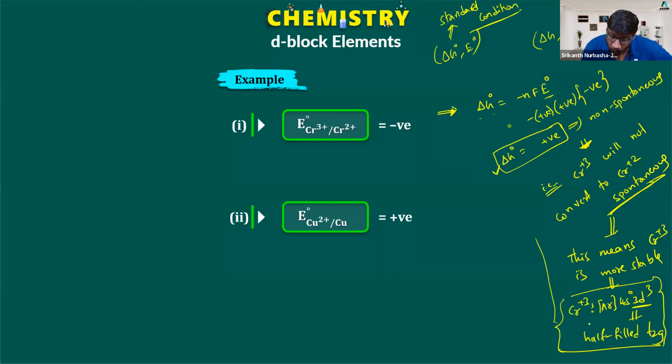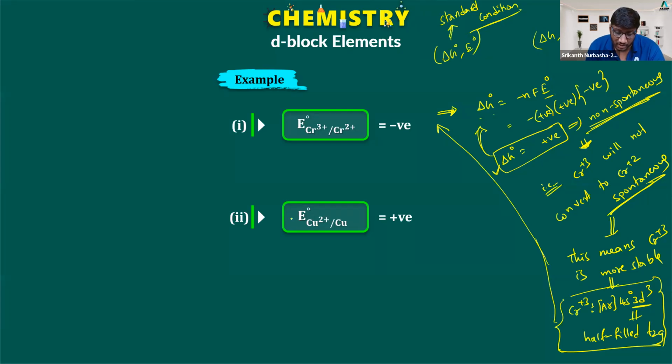I can go from the more stable Cr+3 state to the negative electrode potential, and in the reverse way also. From the negative electrode potential of Cr+3 to Cr+2, I can say Cr+3 is more stable. In the reverse way, I can also say Cr+3 is more stable due to half-filled t2g, so it will not convert to Cr+2 spontaneously. If it is not converting spontaneously, delta G naught should be positive, because for a non-spontaneous reaction the change in Gibbs free energy should be positive. If delta G naught is positive, the electrode potential should be negative. Like that, we can comment.